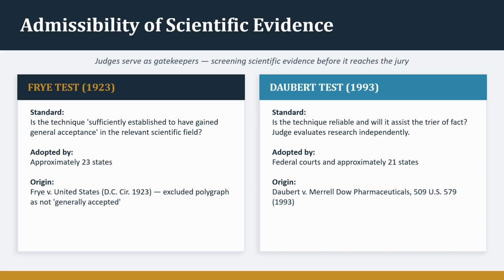It is also worth noting that even under Daubert, the opposing party can challenge the reliability of evidence that has been admitted. Admissibility under Daubert does not mean the evidence is conclusive. It just means that the jury gets to hear it and decide how much weight to give it, with both sides presenting their own experts.